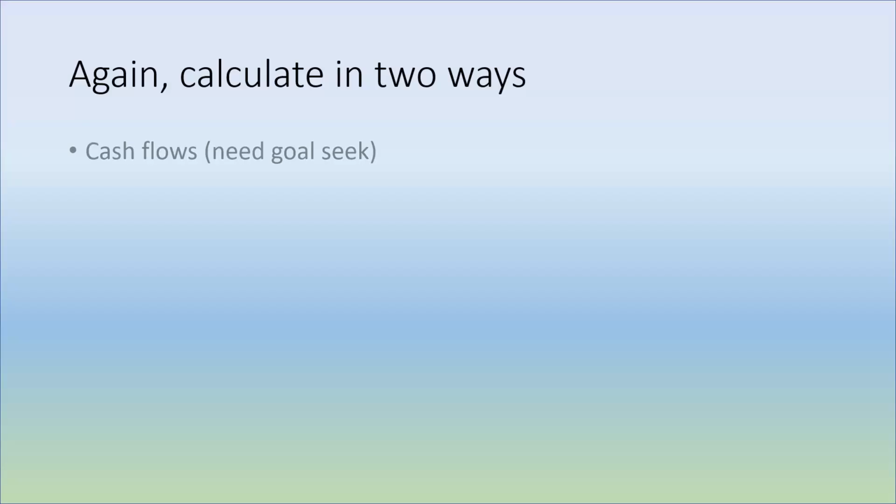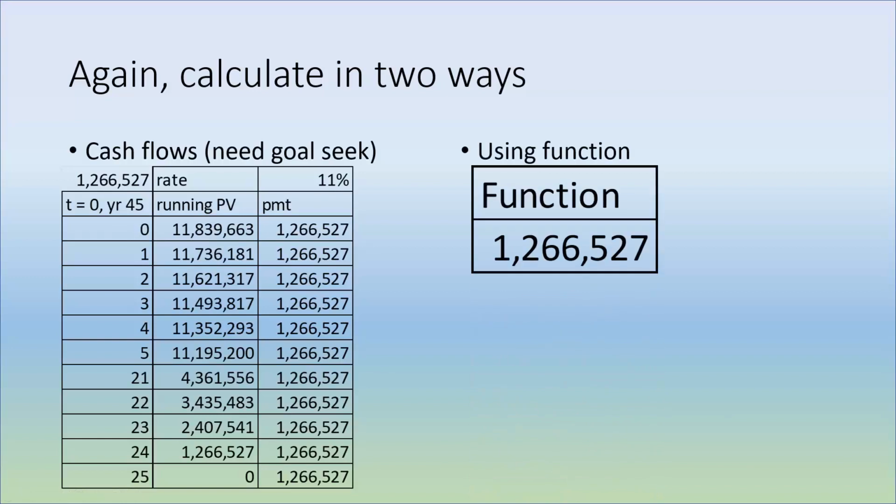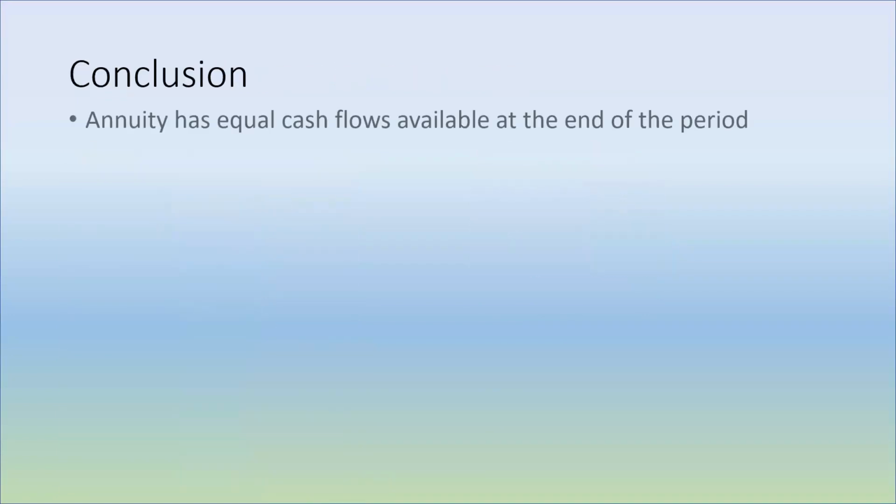And if you want to see the details, they are in this table right here. How the cash flows actually decrease the running present value to 0. But see how simple it is. The time value of money equation gives us a single number that actually puts everything clear. Okay, so we can withdraw $1.26 million per year. Nice. For 25 years. And so to conclude, annuity has equal cash flows available at the end of the period.